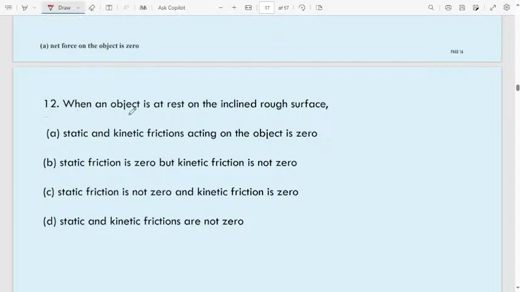Question number 12. When an object is at rest on an inclined rough surface, what is the case? Let us see what the answer is. Option A, static and kinetic friction acting on the object is 0. B, static friction is 0 but kinetic friction is not 0. Option C, static friction is not 0 and kinetic friction is 0. Option D, static and kinetic friction are not zero.